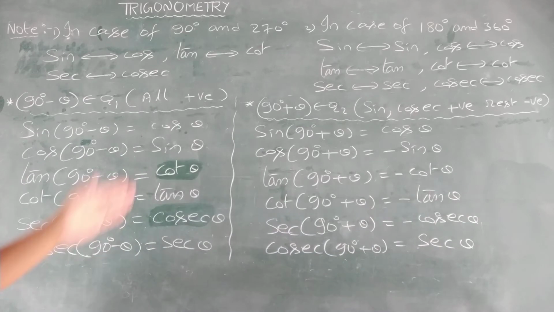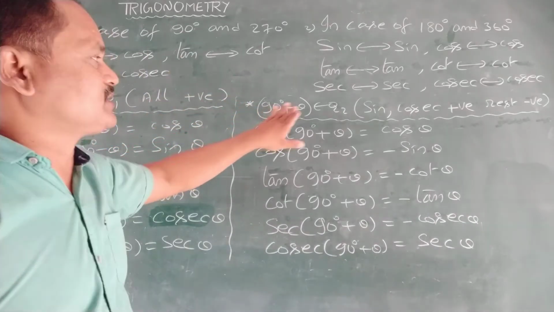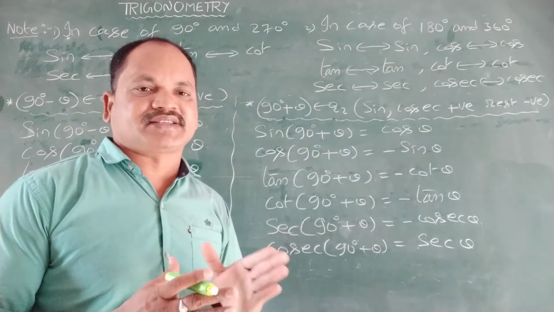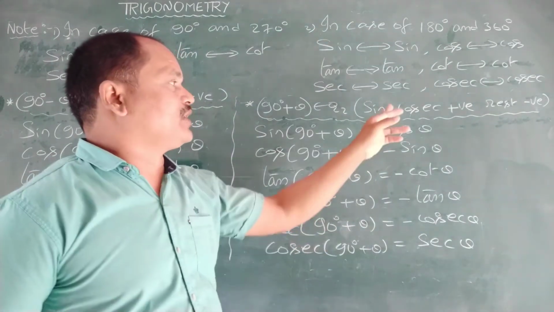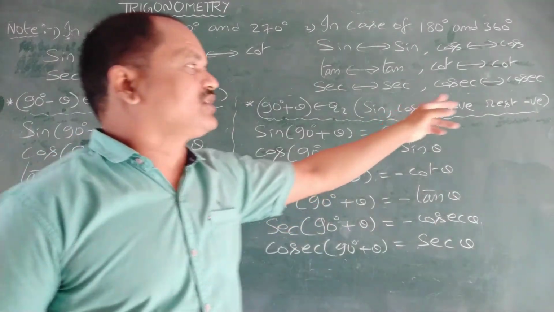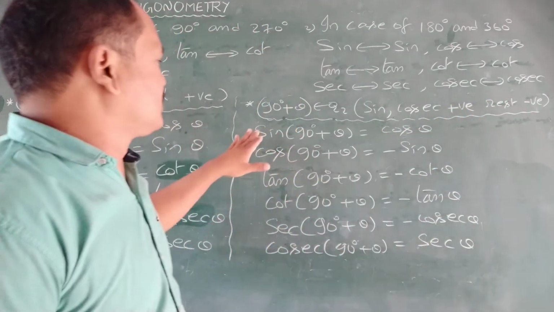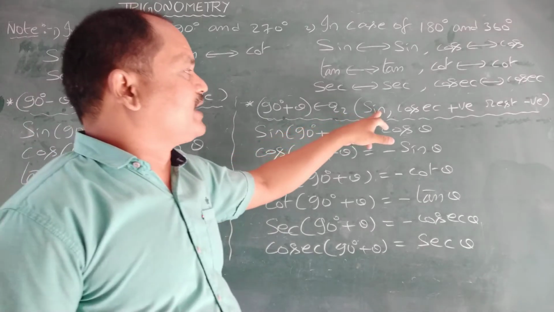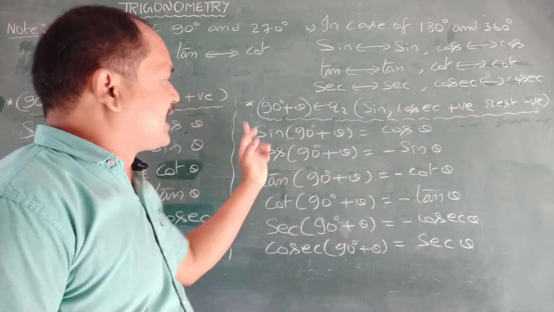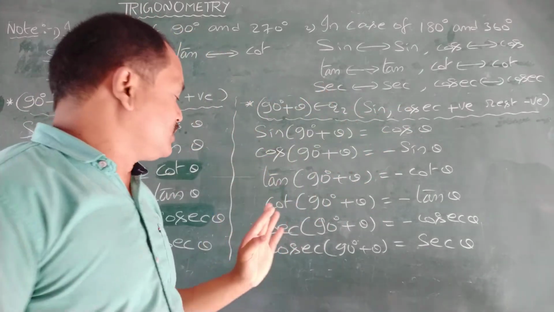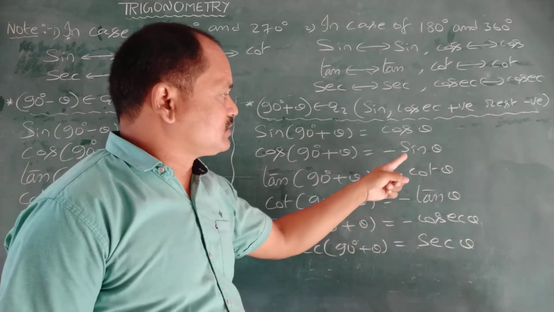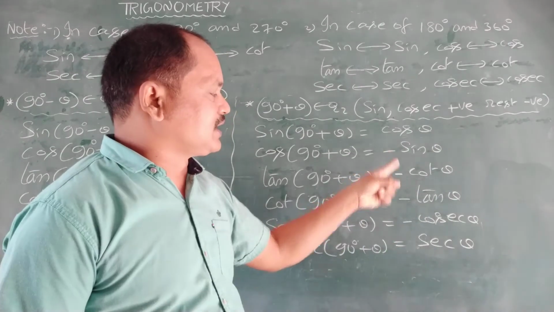That's all. We are going to 90 plus theta. 90 plus theta belongs to the second quadrant. Actually, in the second quadrant, sine and its reciprocal cosecant are positive, and the rest of the functions are negative. That means sine gives a positive sign, cosecant gives a positive sign. Don't confuse here: for cos and secant they are negative.